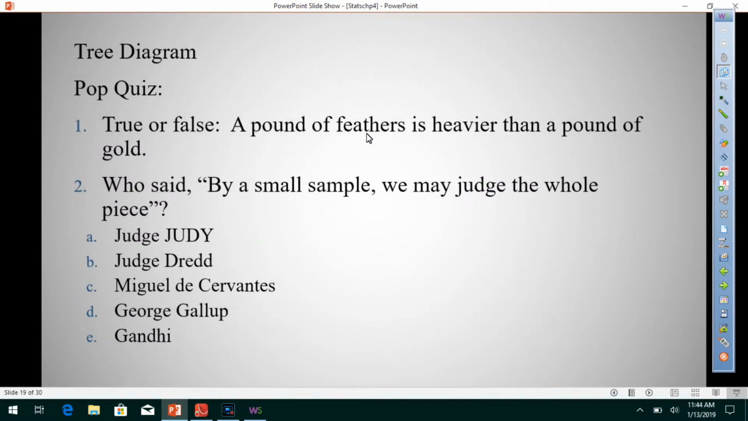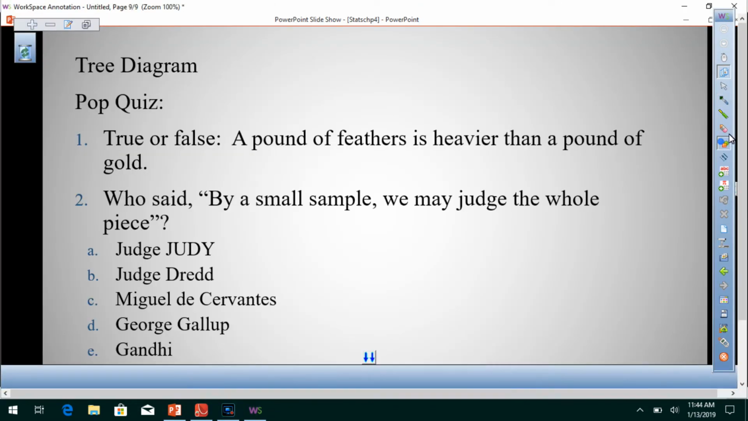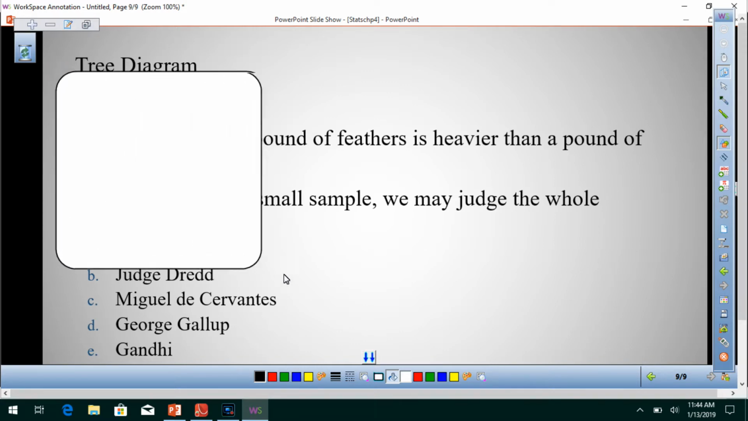Tree diagram. Pop quiz. True or false? A pound of feathers is heavier than a pound of gold. Question 2. By a small sample, we may judge the whole piece. I'll give you just a second here. All right. Well, let's see, what is the probability that you actually got it right? Now, first, we're going to do a tree diagram. That's what that's all about.